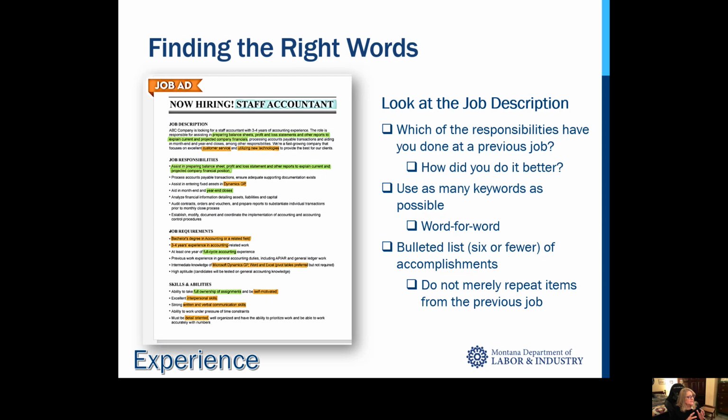You're going to want to list 6 or fewer bullets. Really 3 is probably enough. And don't merely repeat the steps from the previous job. So if you're a cashier at 3 jobs, you don't want to put that you did these same 3 things under each one. You want it to be unique and different. And how did you do this in a way that it really stands out for that employer?